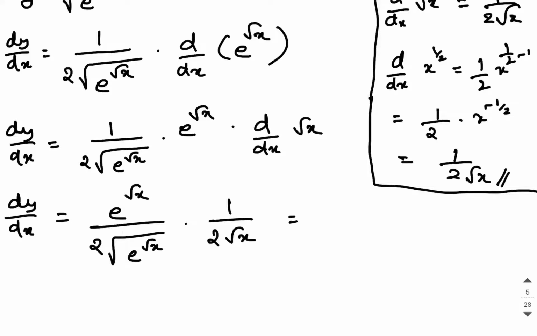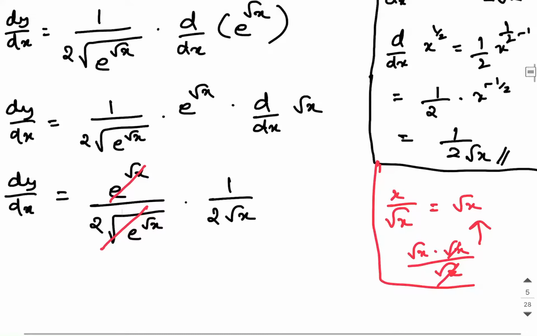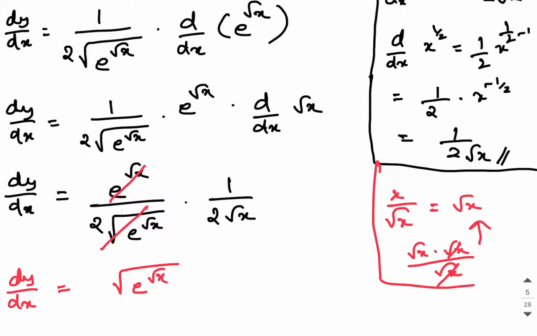Now we know the concept: if you have x divided by root x, the answer is going to be root x, because x can be written as root x into root x, divided by root x, which is already there, so this and this will get cancelled, hence it will be root x. So using the same logic, this and this will get cancelled square root number of times. So dy by dx in this case will be square root of e power of root x, and in the denominator 2 and 2 will get multiplied, it will be 4 into root x, which is already there. So this will be the required answer.